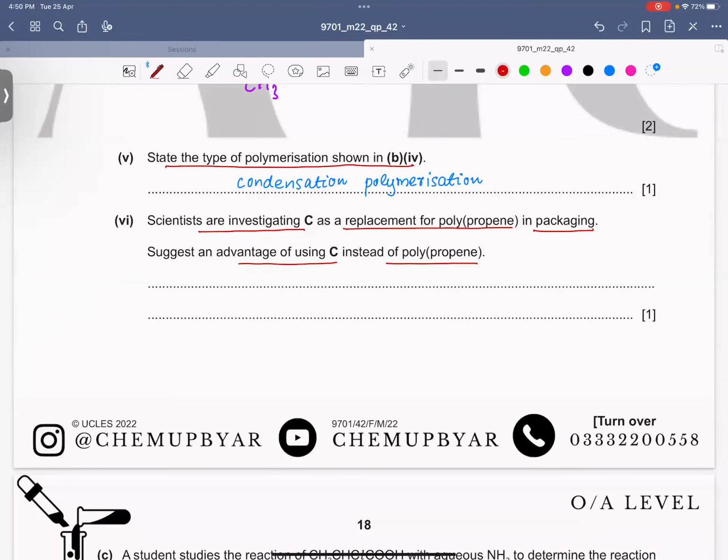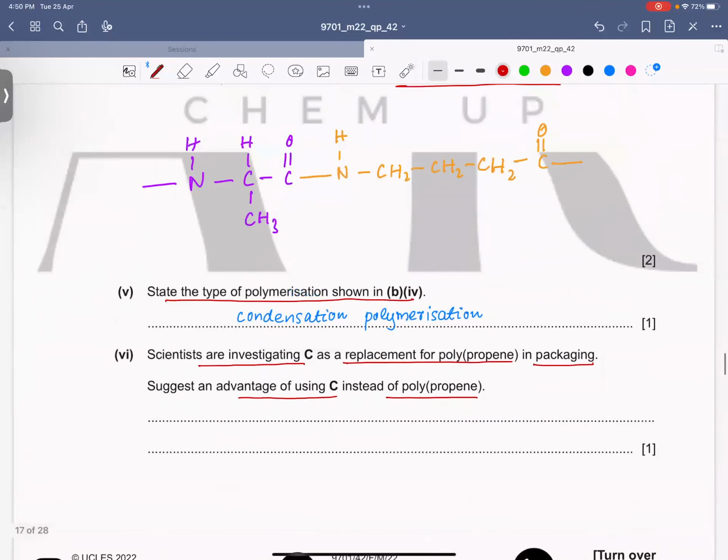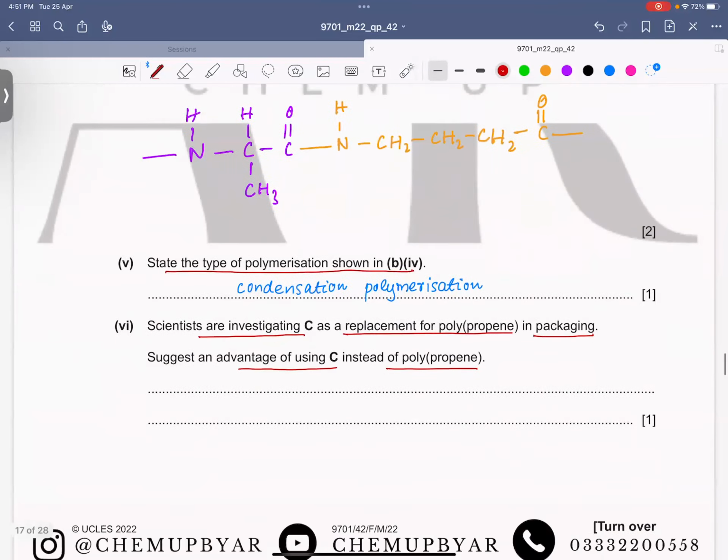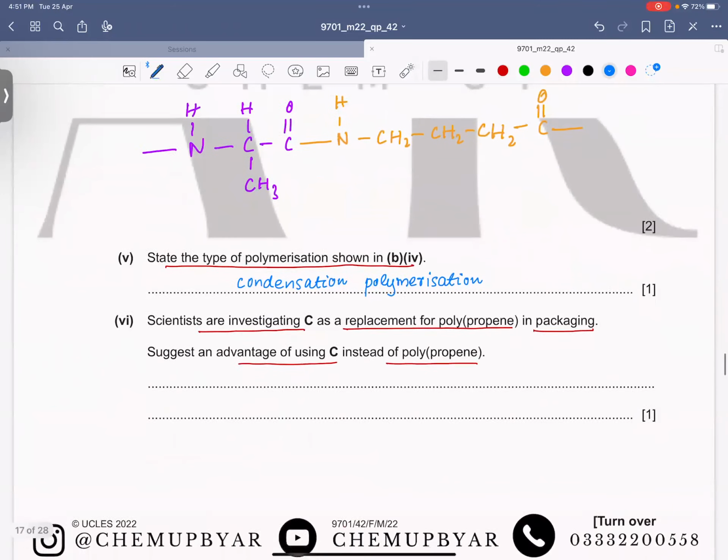Sir, polypropylene can easily... instead we are using C, it is easily biodegradable and can easily be broken down. Why? Yes, it can be hydrolyzed. Why? What is the reason? Because it has an amide linkage. Yeah, it's an amide linkage, very good. So it's a polar one, so it can be biodegradable as well as easily hydrolyzed.